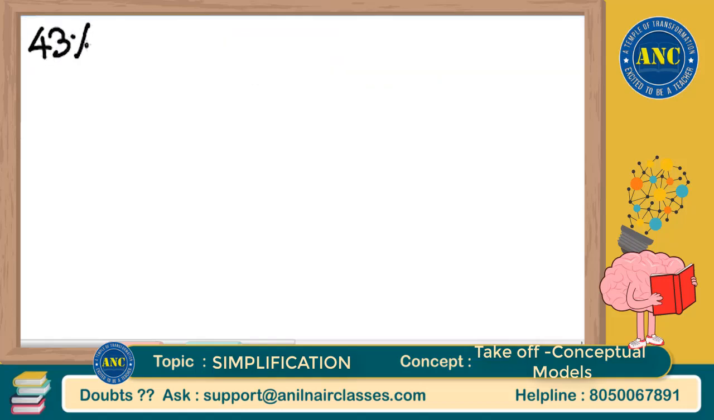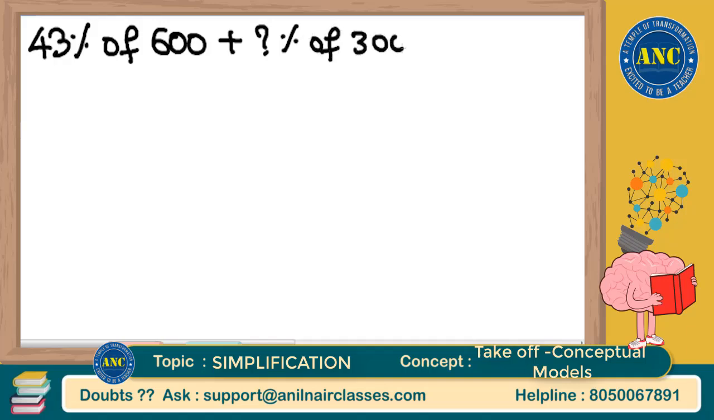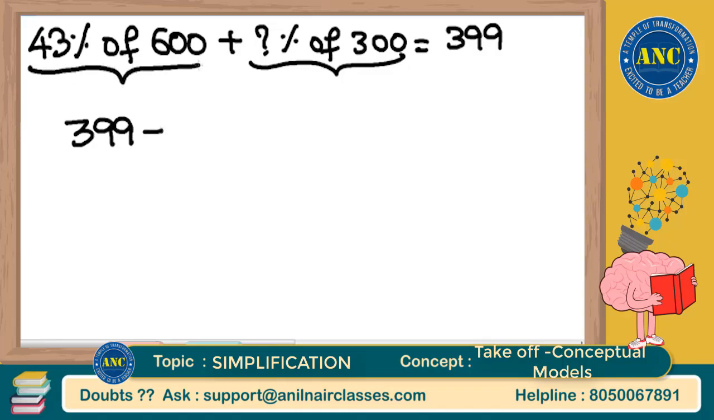Suppose another question. 43% of 600 plus question mark percentage of 300 is equal to 399. Now keep this question mark term on the left hand side. Right hand side becomes 399 minus 43% of 600. Now 43% means percentage, remove it, 2 zeros cancel. 43 into 6. 40 into 6 is 240, 3 into 6 is 18. It is 258. That means my right hand side is 399 minus 258.